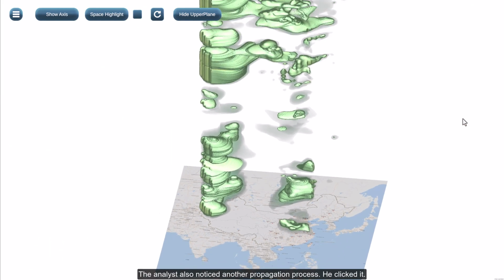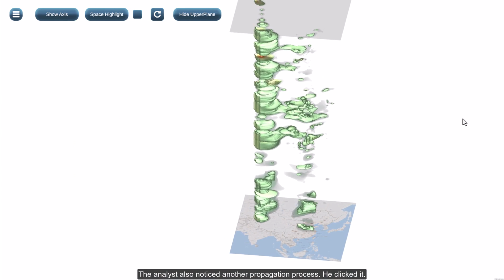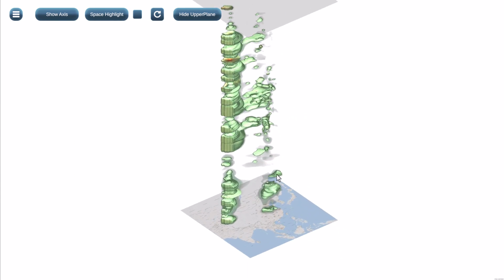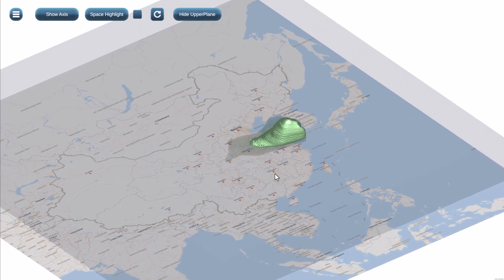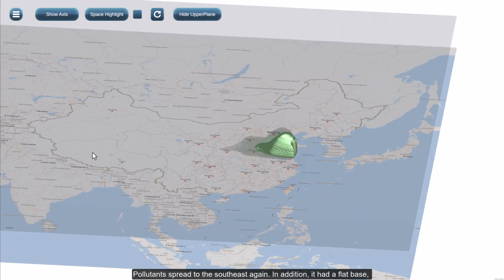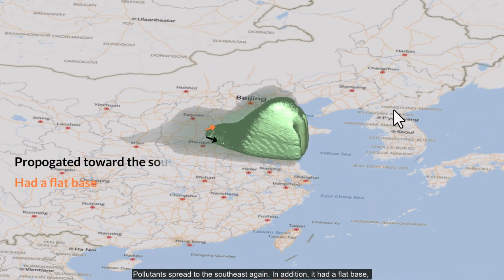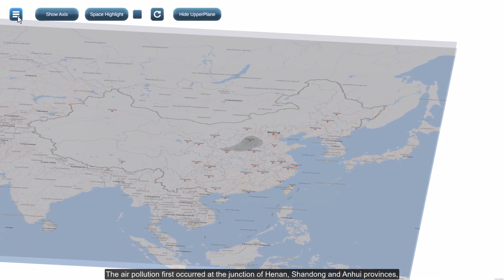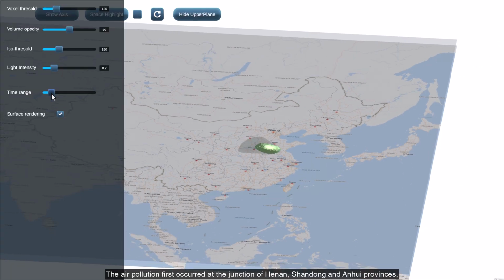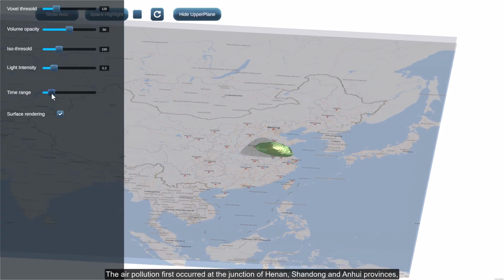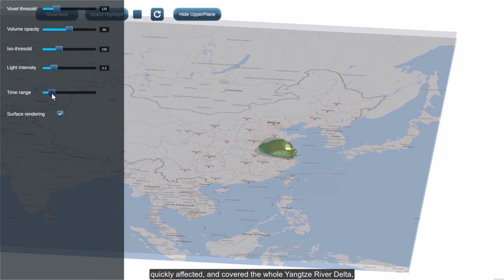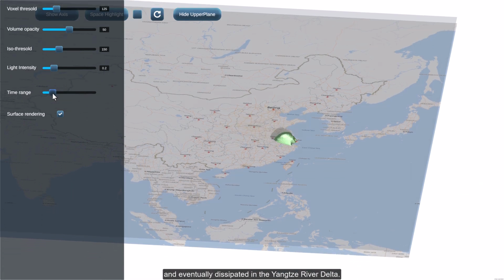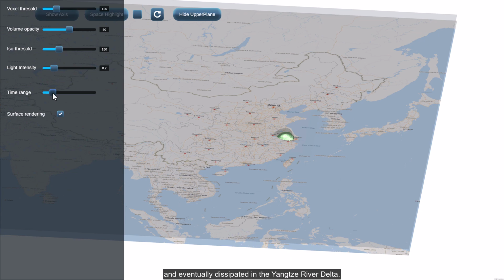The analyst also noticed another propagation process. He clicked it. Pollutants spread to the southeast again. In addition, it had a flat base, which meant the propagation process was rapid. The air pollution first occurred at the junction of Henan, Shandong, and Anhui provinces, quickly affected and covered the whole Yangtze River Delta, and eventually dissipated in the Yangtze River Delta.